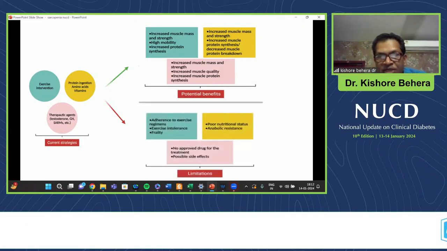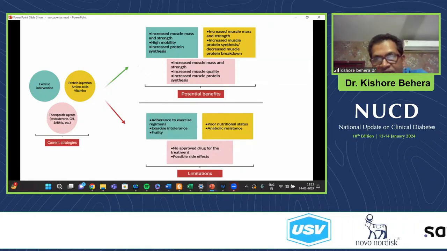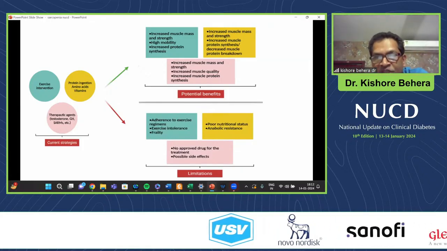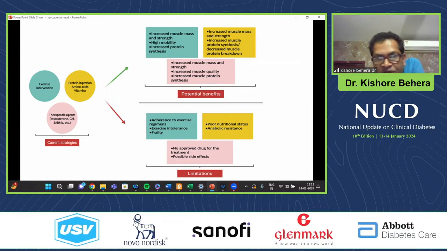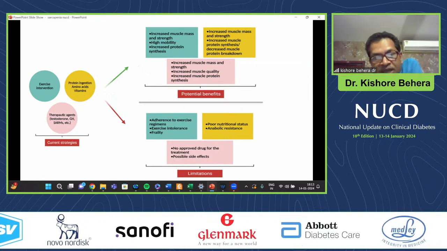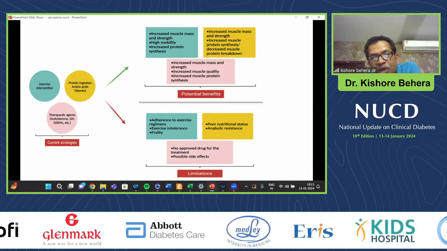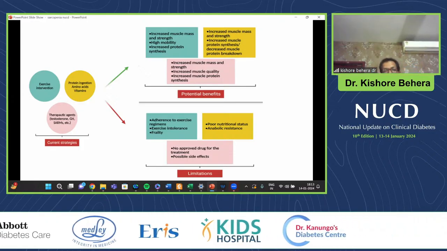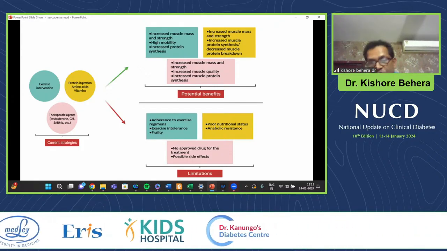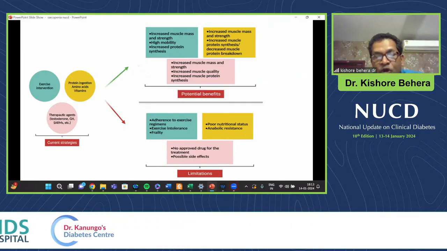And what is the limitation? The patients usually don't adhere to the exercise, and sometimes there is poor nutritional status, anabolic resistance, and there are no approved drugs for the treatment. And probably some drugs are there which have side effects, like myostatin inhibitors. They have some side effects, were tried in cancer cachexia, and have been withdrawn from the market. So these are the drawbacks for the management of sarcopenia.